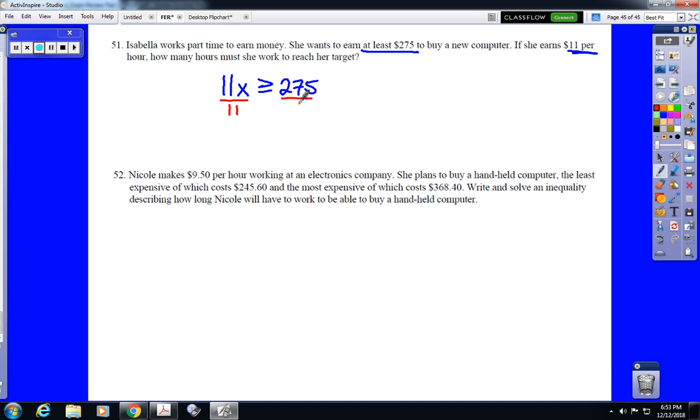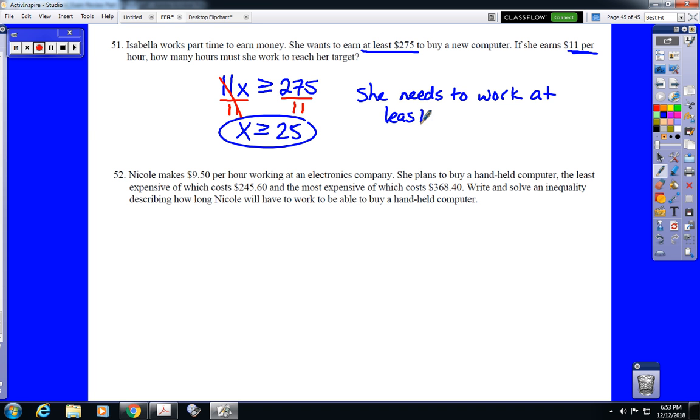We divide by 11. Now that's not going to be an even number. So we do 275 divided by 11. Oh, it is an even number. Well, that's lovely. So x is at least 25. So we would say she needs to work at least 25 hours.